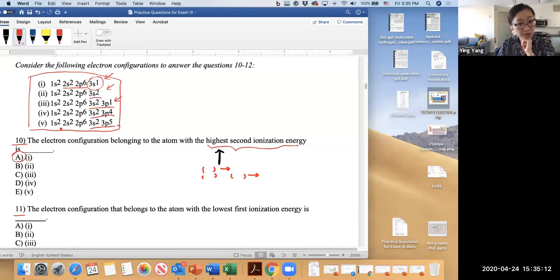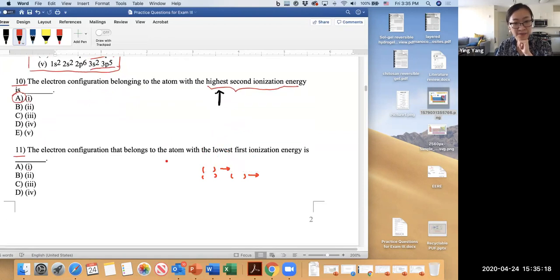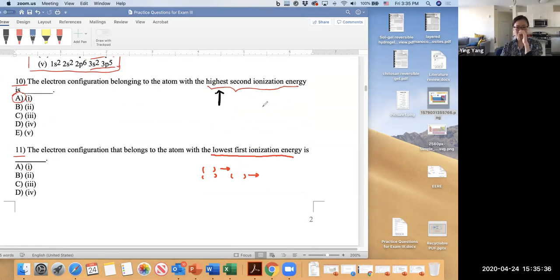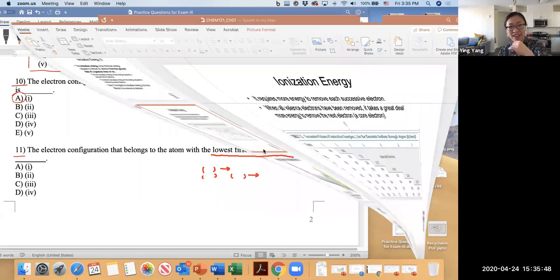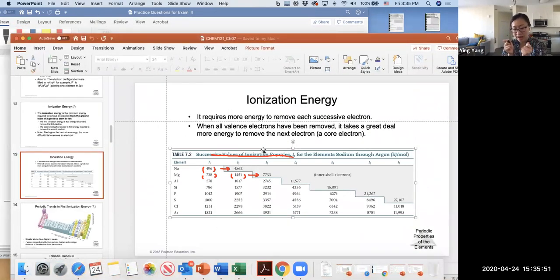Now question 11, still using these 5 different atoms. The electron configuration that belongs to the atom with the lowest first ionization energy is, okay, the first was highest, now we are looking for the lowest first ionization energy. How do we solve this question? Where do we find the lowest ionization energy? It would be the one where the attractive force between the nucleus and the electron is the smallest.